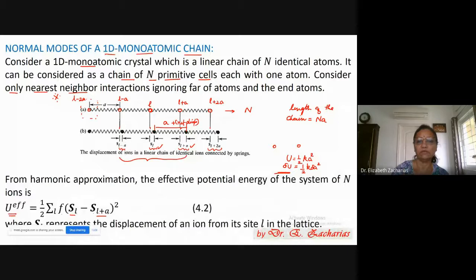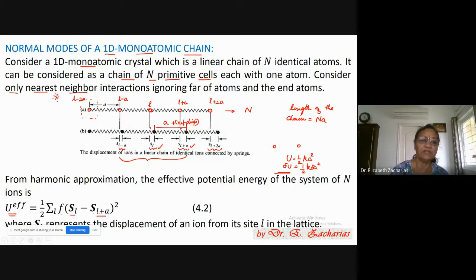So good morning. I'll quickly take you through what we have seen in the last class. We talked about the normal modes of a 1D monoatomic chain. Monoatomic means we are going to have only one type of atom sitting at each of these primitive cells. And it's a one-dimensional cell, and there are n primitive cells and n identical atoms.